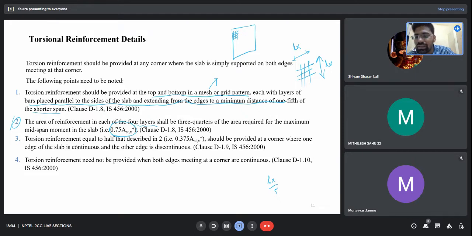The third point says torsion reinforcement equal to half that described in point number 2, that is half of 0.75, that is 0.375 of Astx, should be provided at a corner where one edge of the slab is continuous and the other edge is discontinuous. So like this, if one edge is discontinuous and one edge is continuous, then I will provide half of 0.75. While at a corner where both edges are discontinuous, I will provide 0.75 Astx.